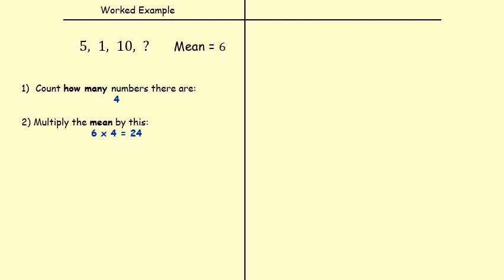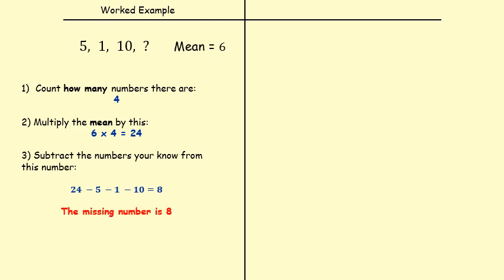So next, what we're going to do is take that 24 and we're going to take away the numbers in our list that we already know. So we're going to take away from 24, 5, 1 and 10, and we're left with 8. And that means the missing number is going to be 8. Now you can check this. You can add together 5 and 1 to get 6. And then if you add 10, you get 16. And if you add another 8, you get 24. So you can see by working back that if you add up all of those numbers together, it does indeed equal 24. So we know we've got the right answer.